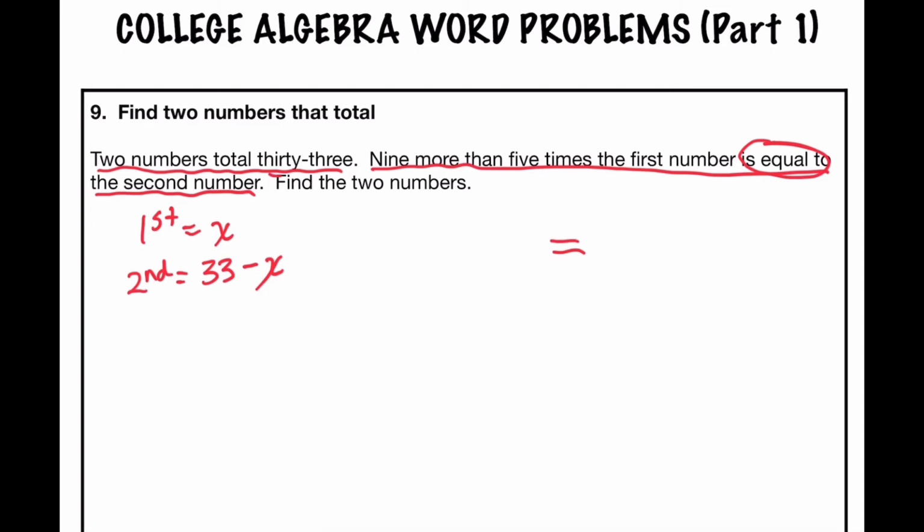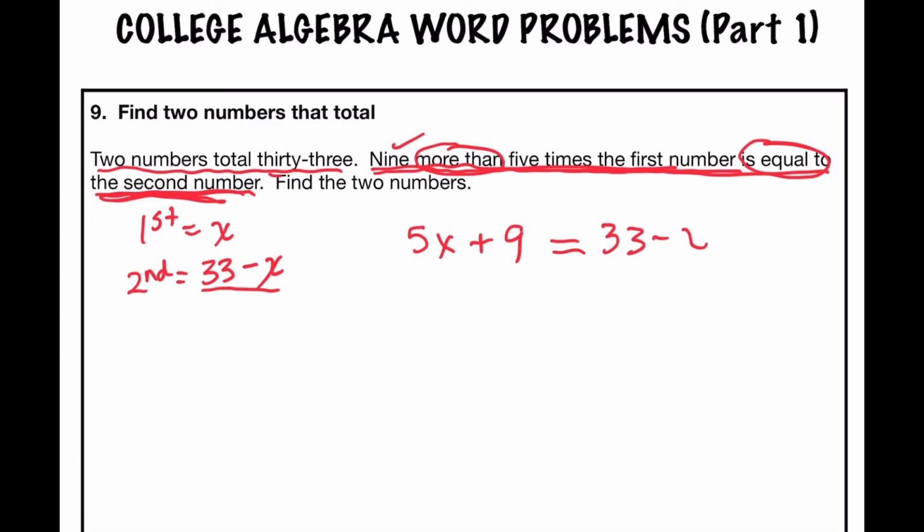The left side is 9 more than 5 times the first number. So "more than" means addition. I want 5 times the first number, and I want that added to 9. So 5x plus 9. The right side expression is just the second number, and we called the second number 33 minus x. So my equation says 5x plus 9 equals 33 minus x. And now I can solve.